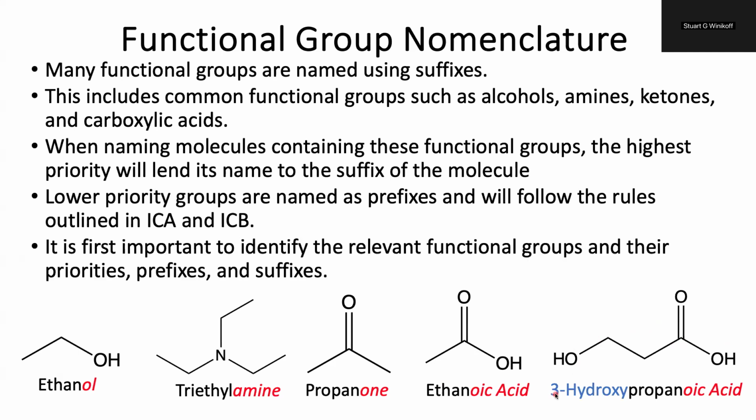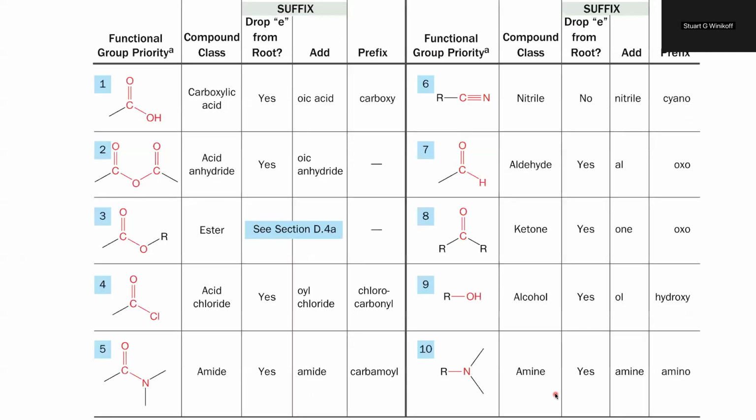Now, the first thing we have to do is identify what our relevant functional groups are, identify their priorities, and get an idea of what our prefixes and suffixes are. So we're going to start big, and then work our way through all of these functional groups. Just as a major recap, we have our 10 major functional groups that contain suffixes. Our lowest priority groups are going to be alcohols and amines. Then next up are ketones and aldehydes.